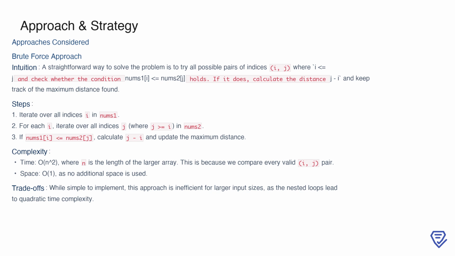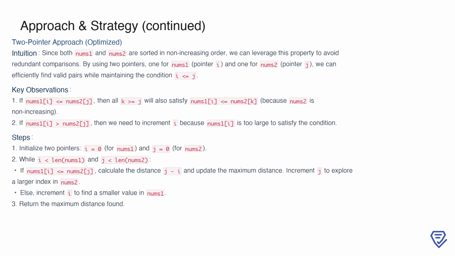On the bright side, it uses no additional space, so the space complexity is O(1). Ultimately, while this method is useful for understanding the problem, its inefficiency means it's not the best choice for real-world scenarios with large datasets. Now, we consider a more efficient solution, the two-pointer approach.